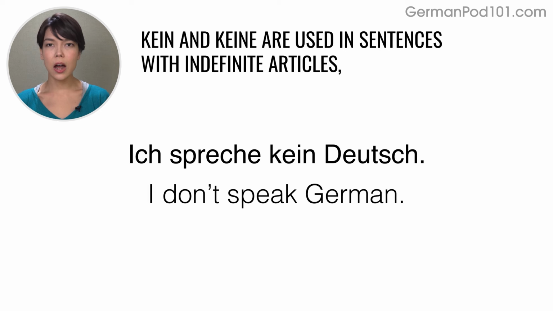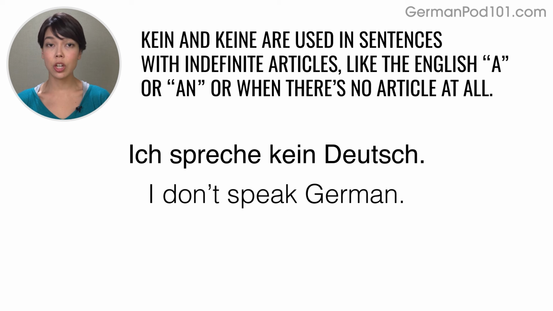Kein and keine are used in sentences with indefinite articles like the English a or an, or when there is no article at all. For example, ich spreche kein Deutsch. I don't speak German. Let's do some examples so you can learn how to use kein, keine, and nicht correctly.